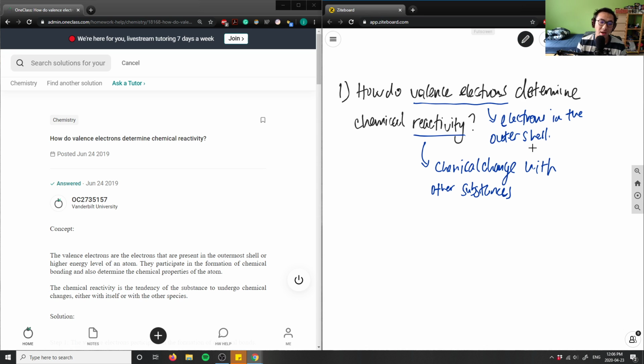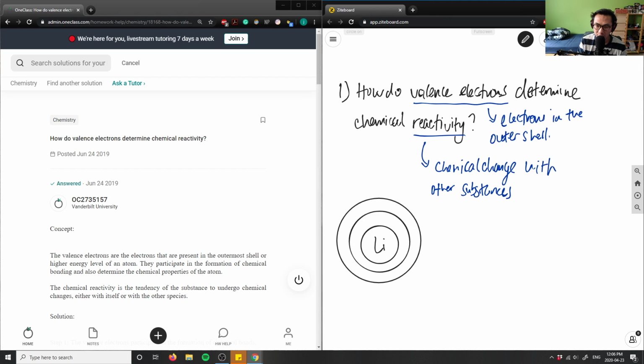For example, if I had something like lithium, and I draw the Bohr-Rutherford diagram for that one, I have two energy levels. The first shell has two electrons, and then the last one has 1. So lithium has 1 valence electron at its outer shell.